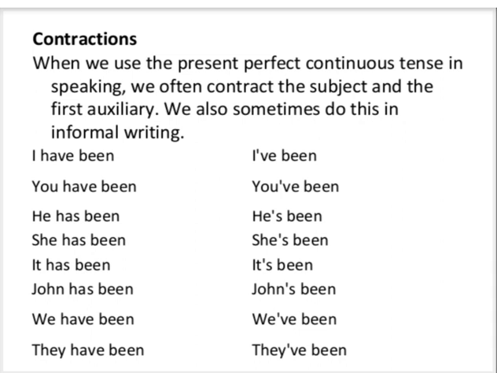I have been, so it will be I've been. You have been, you've been. He has been, he's been. She has been, she's been. It has been, it's been. John has been, John's been. We have been, we've been. They have been, they've been. So they are contracted: subject plus helping verb, shortened, merged together.